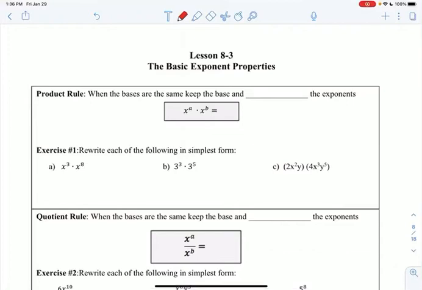Hi Algebra 2, this is Unit 8, Lesson 3, and today we're going to talk about the basic exponent properties. Now we already talked about these in the beginning of the year a little bit, and you also did them back in algebra, so this should be nice and quick and easy to do.